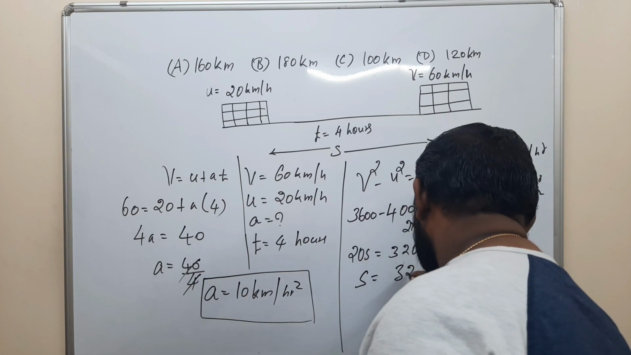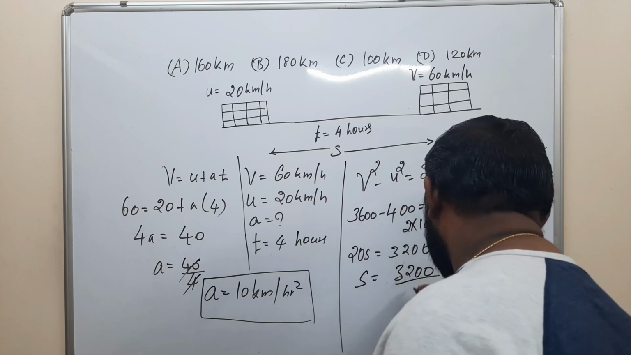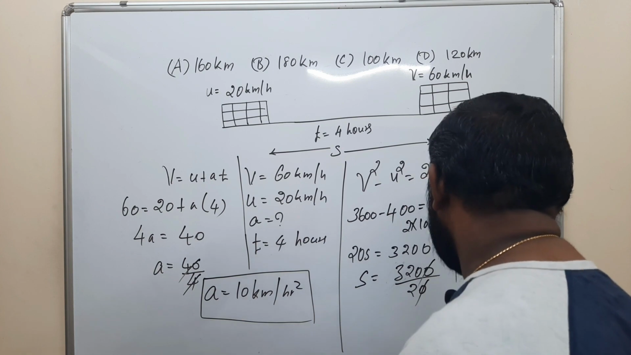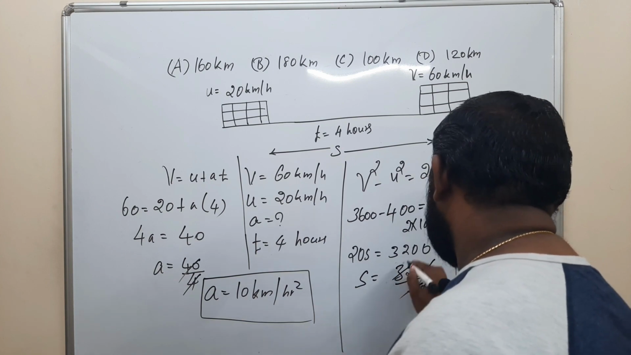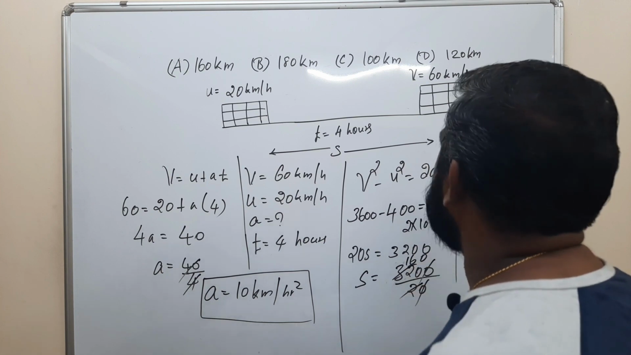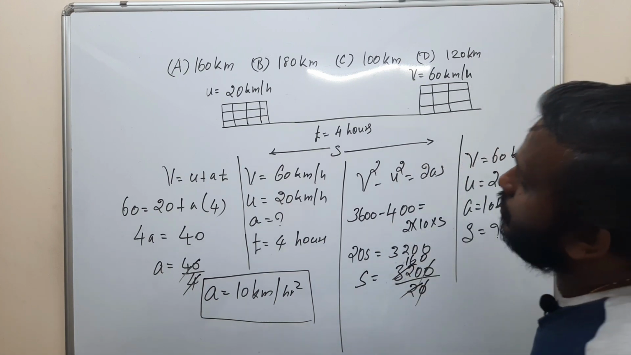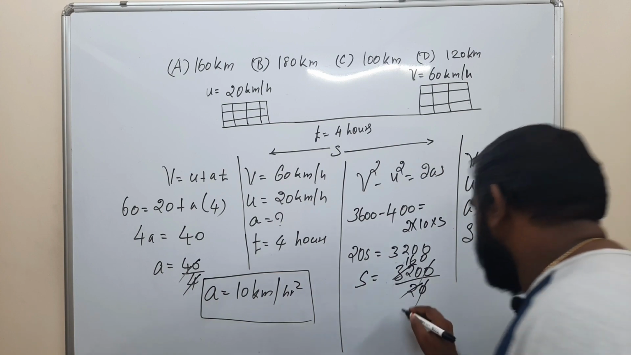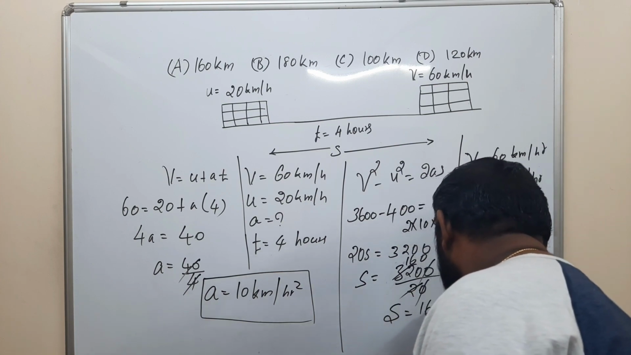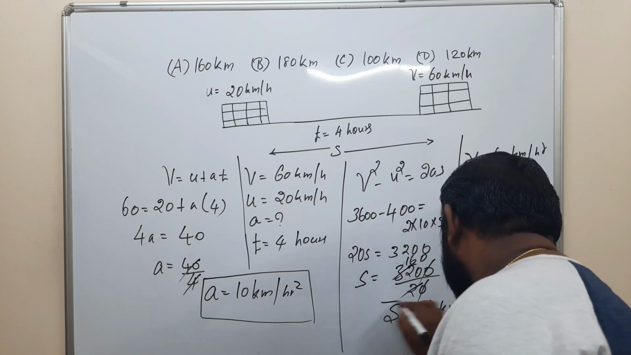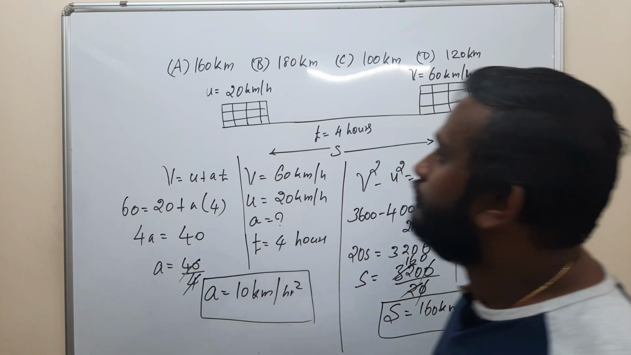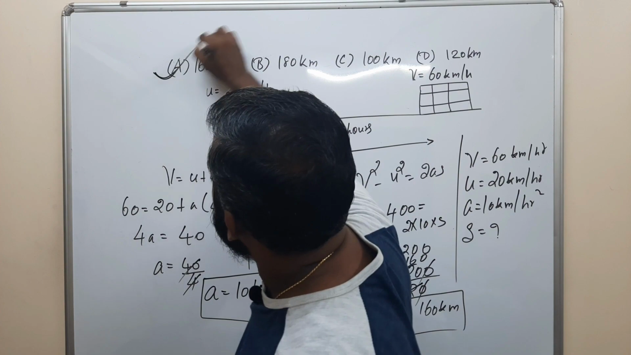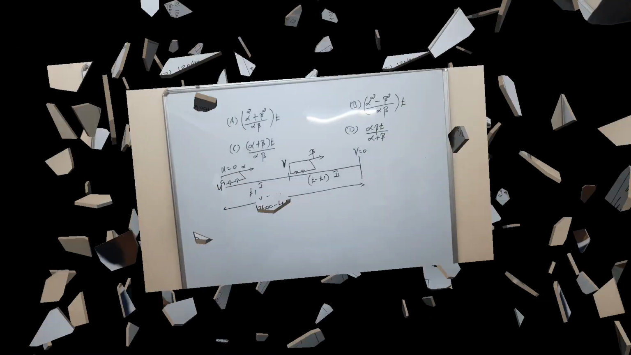So s is equal to 3200 divided by 20, so cancel, that is 160. So s is equal to 160 kilometer. So this is the answer. Option A is the answer, 160 kilometer.